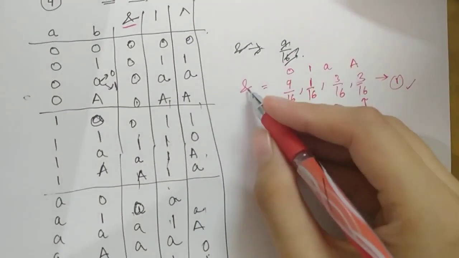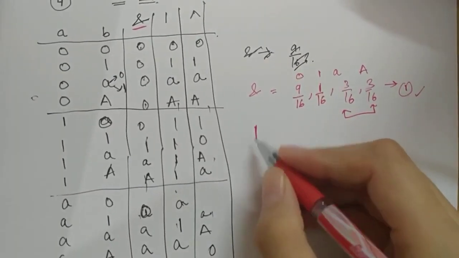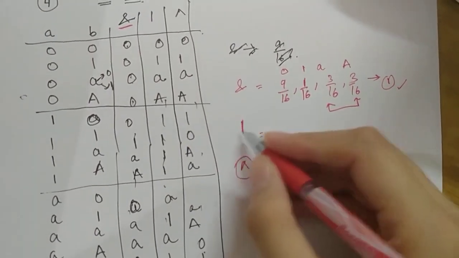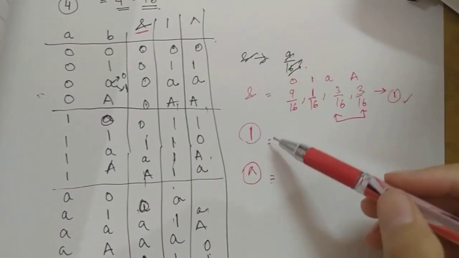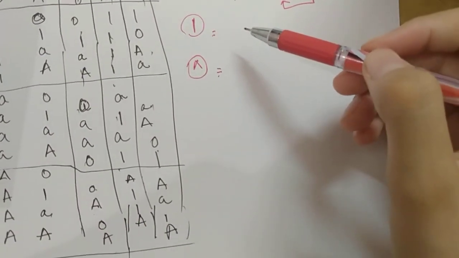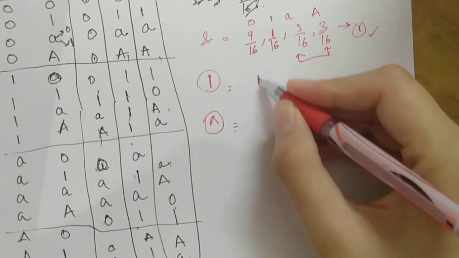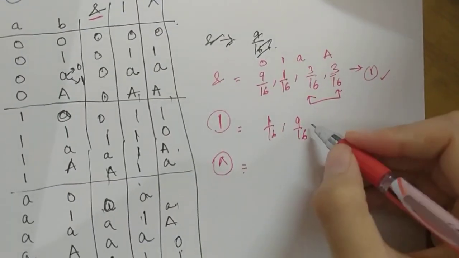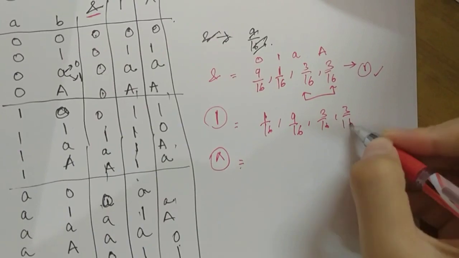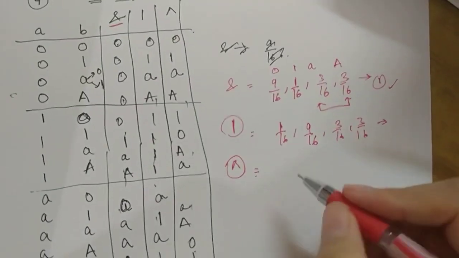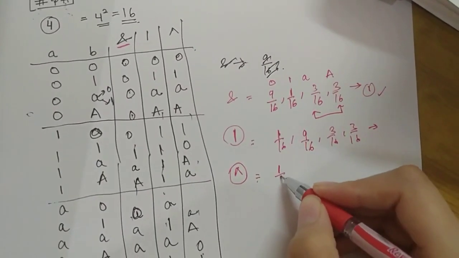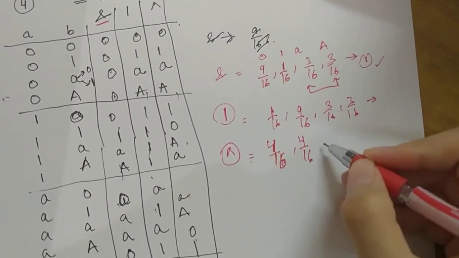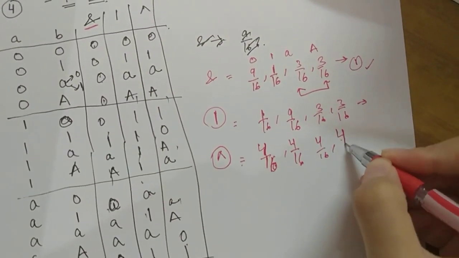Now let's move to OR and XOR. Similarly, counting for OR, we will get 1 by 16 for 0, 9 by 16 for 1, and 3 by 16 and 3 by 16 for small and capital A. And for XOR, we will get 4 by 16, 4 by 16, 4 by 16 and 4 by 16.